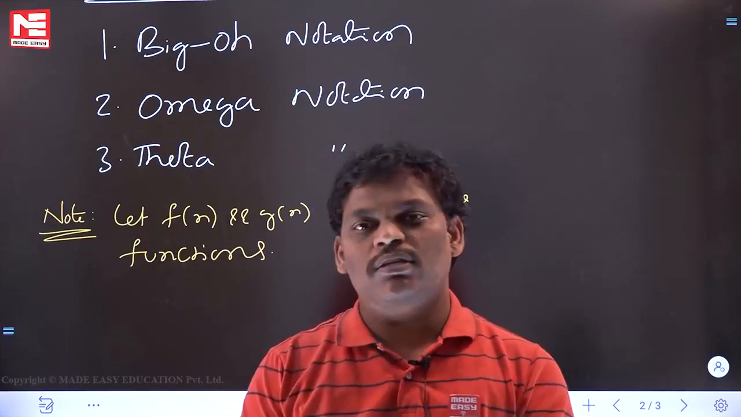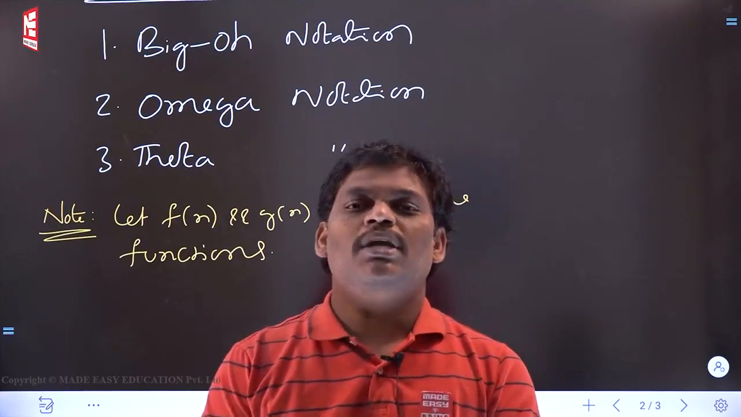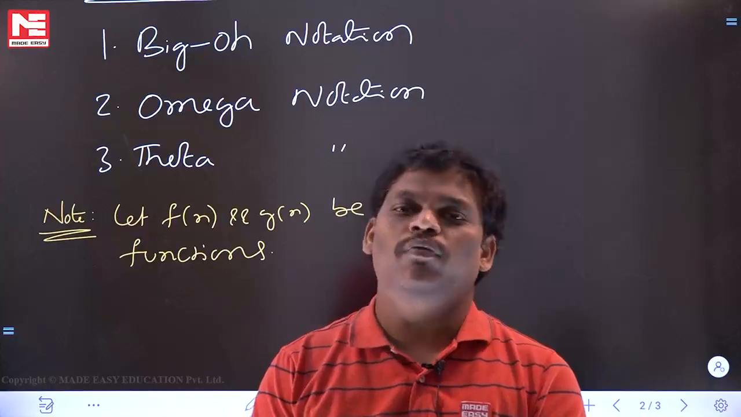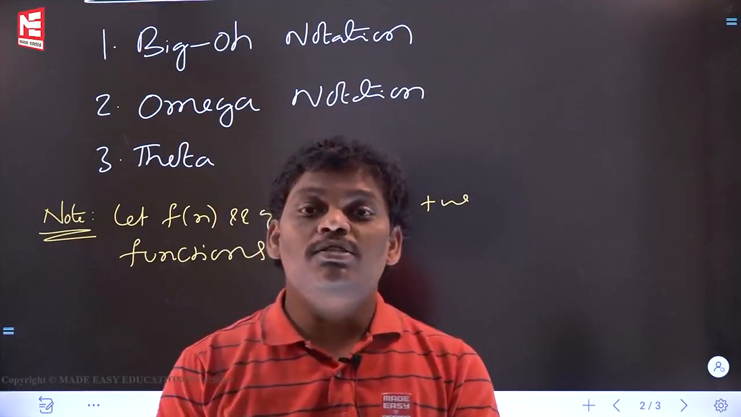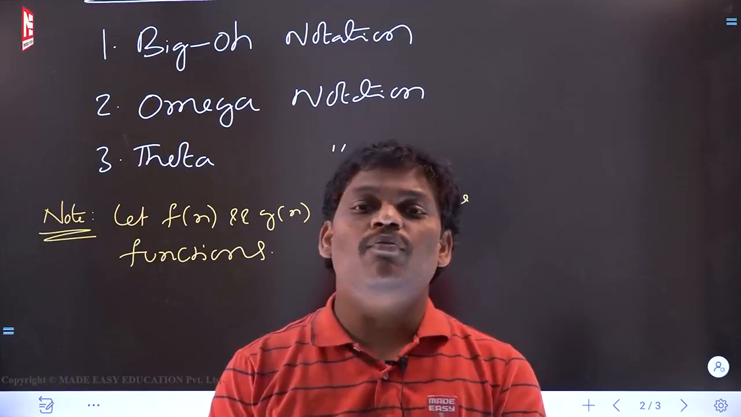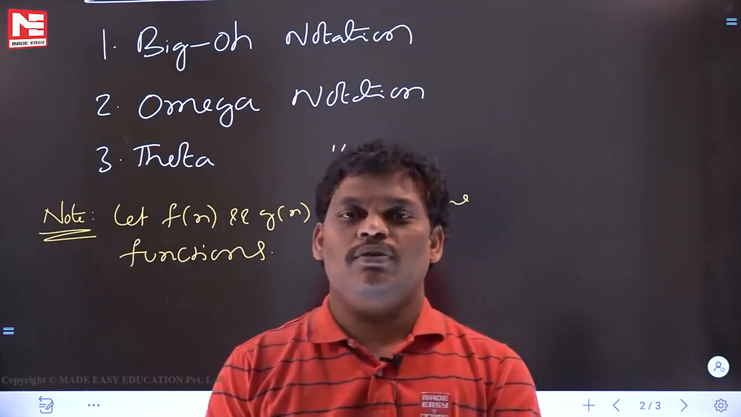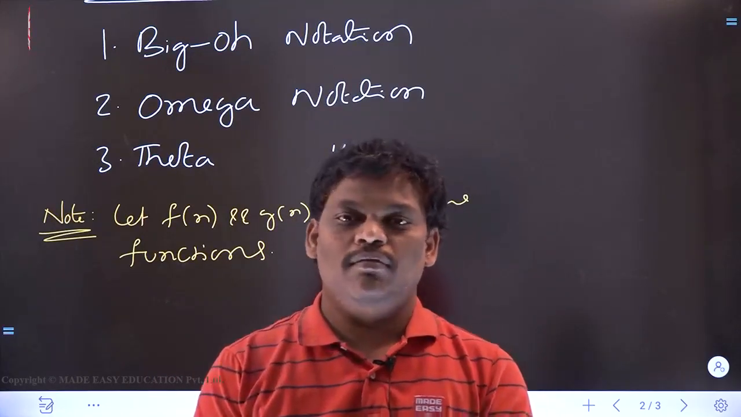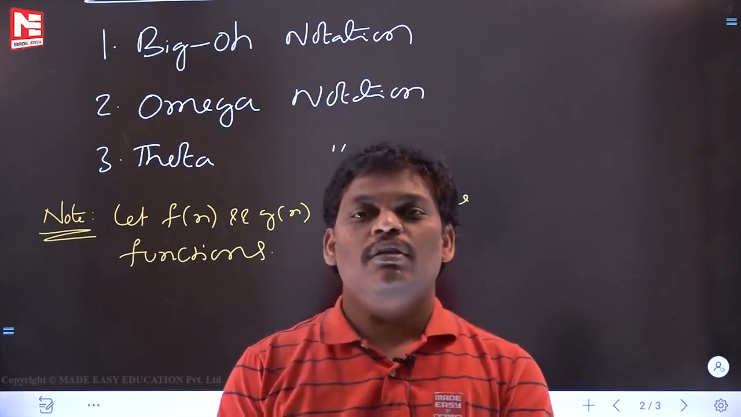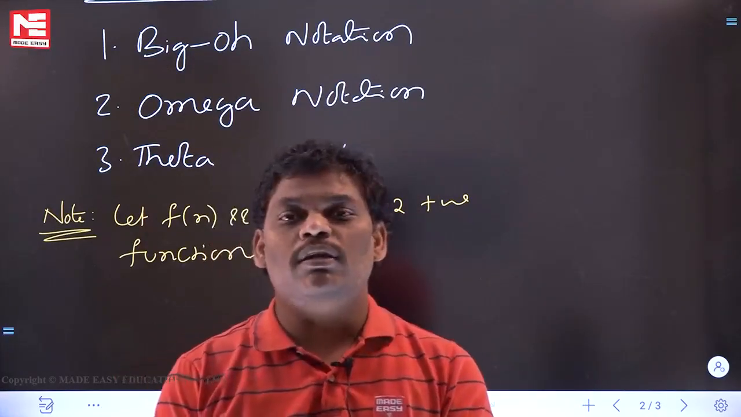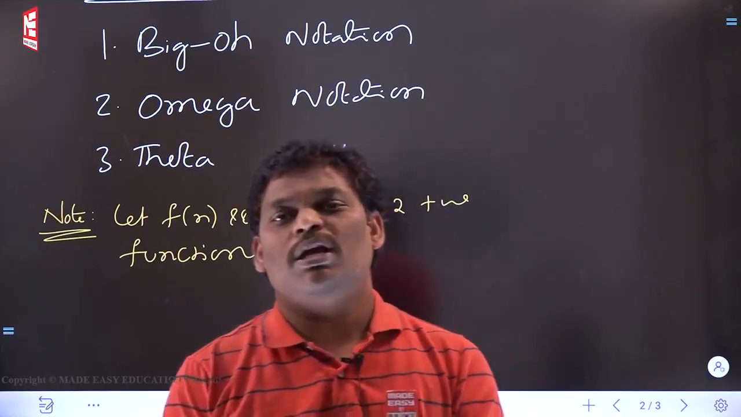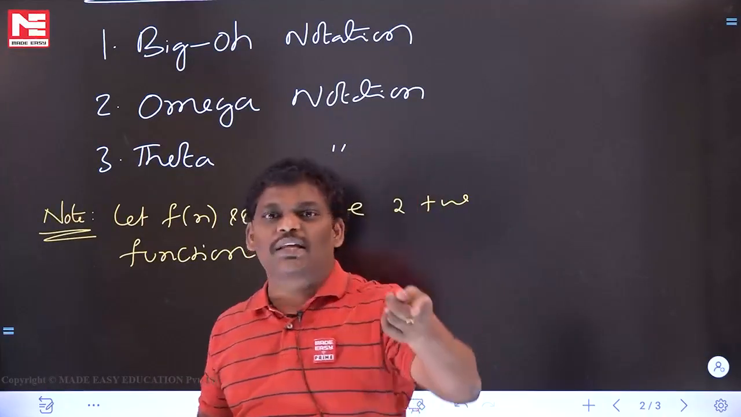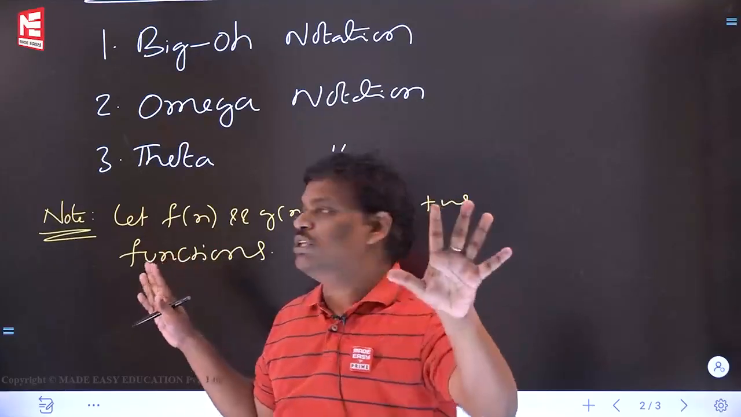f of n is a positive function, g of n is a positive function, because in algorithms, time complexity and space complexity both cannot be negative. And one more thing, f of n is a positive function, but positive doesn't mean fractions cannot be there. It may be a fraction or an integer, whatever it is. But n is an integer, because n is the number of inputs in algorithm terminology. Just remember this note.